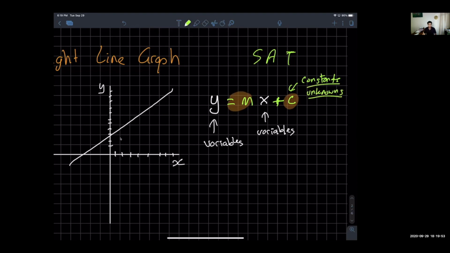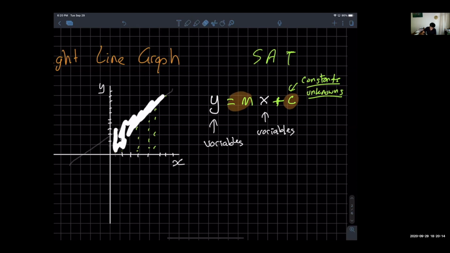Okay, so this is important. The values of M and C are fixed, but we don't know them. Never are the values of X and Y fixed. X and Y are never fixed. They can change. Whatever point you choose on this graph, there will be a different X value and a different Y value, right? It's very important to understand that difference.